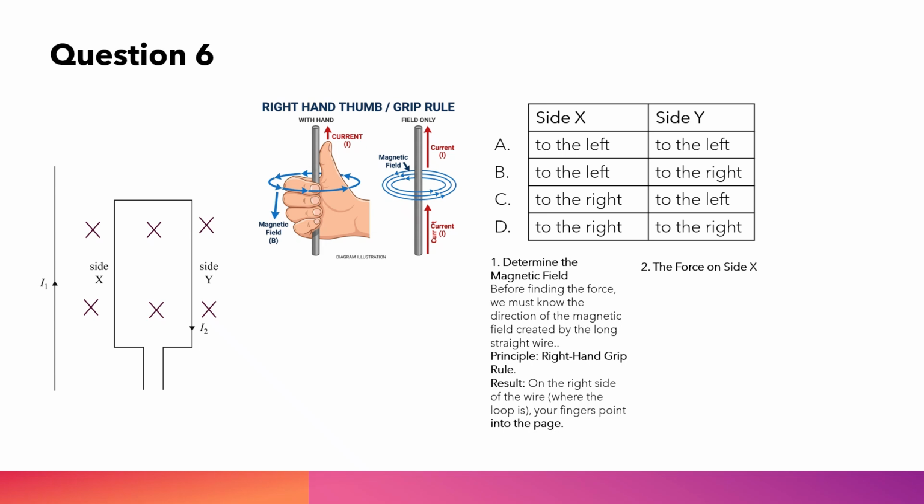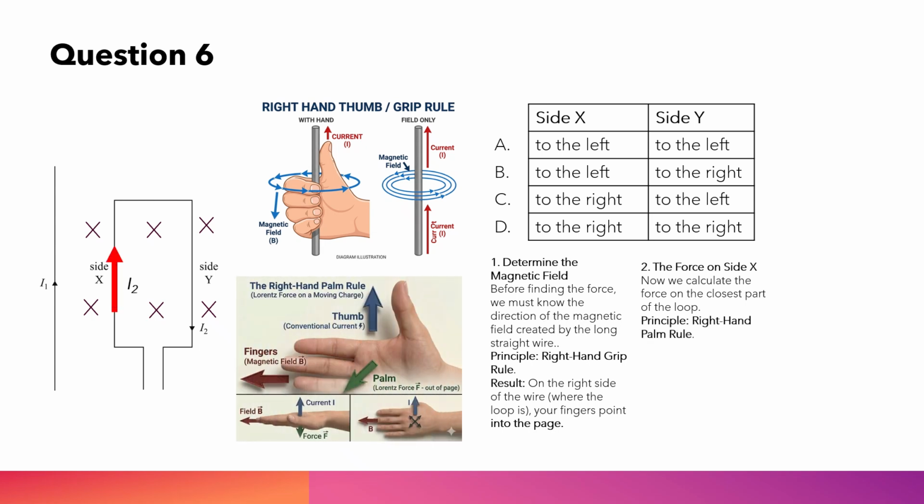2. The force on side X. Now, we calculate the force on the closest part of the loop. Principle: right-hand palm rule. Fingers, field B point into the page. Thumb, current I2 points upwards, direction of side X. Palm, force F pushes to the left, towards the wire. Observation: since I1 and side X are flowing in the same direction, they experience an attractive force.